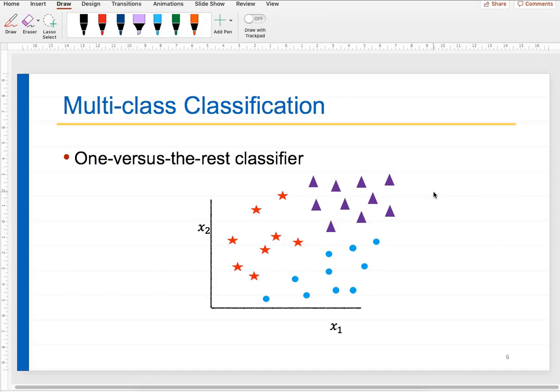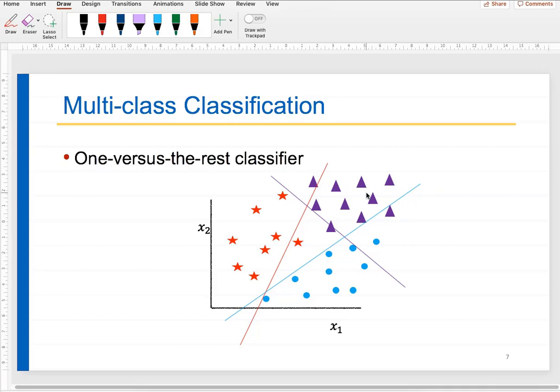So you design 3 binary classifiers in this way. One classifier classifies red roses from everything else. Another classifier classifies blue lotuses from everything else. The third classifier classifies the purple jasmines from everything else. Is this a valid solution? Yes, it is a valid solution, and it does make sense.